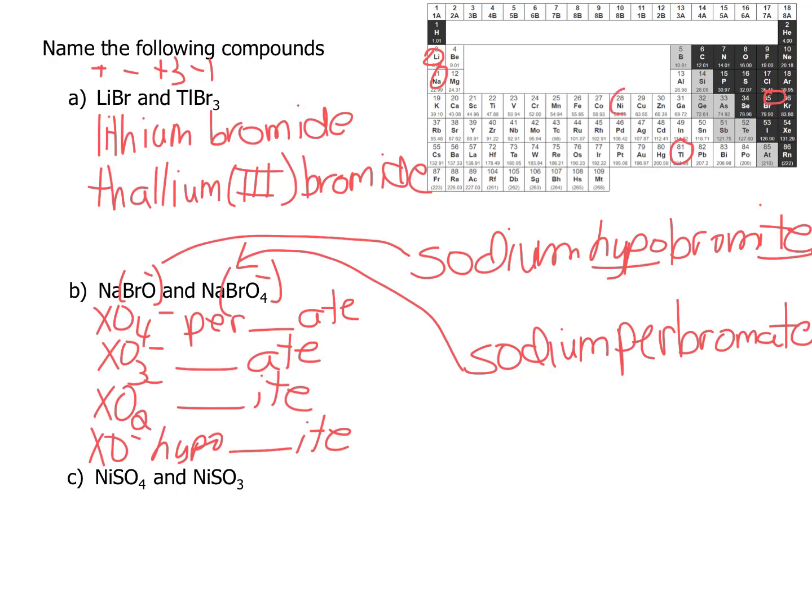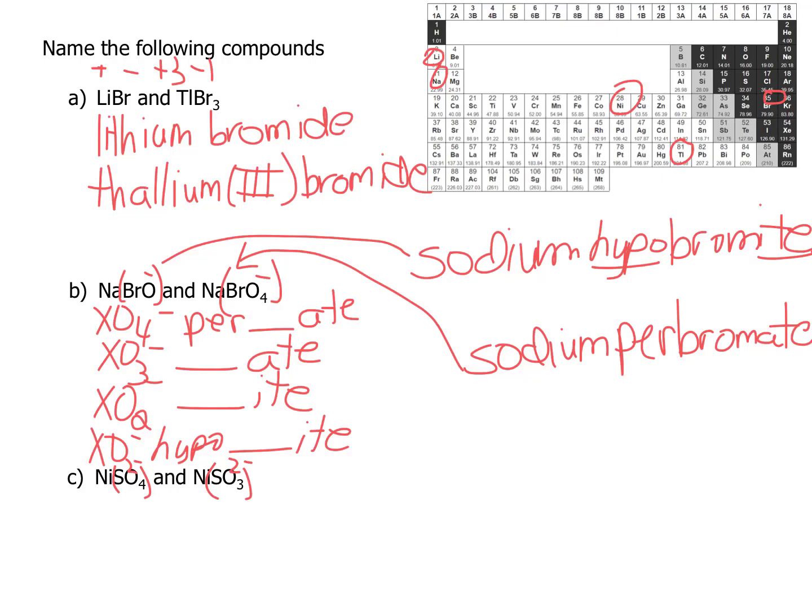Alright, for the last set we're dealing with nickel. Nickel is a transition metal. Sometimes it's +2, but it could be other things. So we are going to have to specify the oxidation state. And hopefully you remember that SO4 is an oxoanion with a 2- charge, and SO3 is also an oxoanion with a 2- charge. So for both of these, nickel is going to be in the +2 oxidation state.